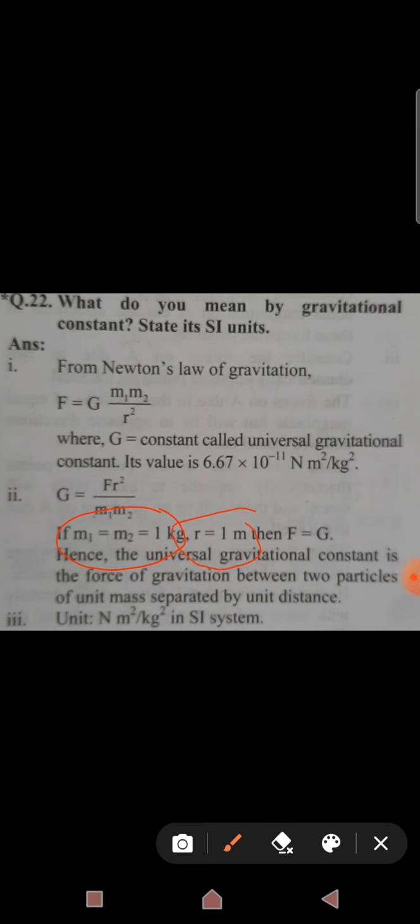If all the quantities are 1, then G is equal to F. So hence the universal gravitational constant is the force of gravitation between two particles of unit masses separated by unit distance. Its SI unit is Newton meter square per kilogram square.